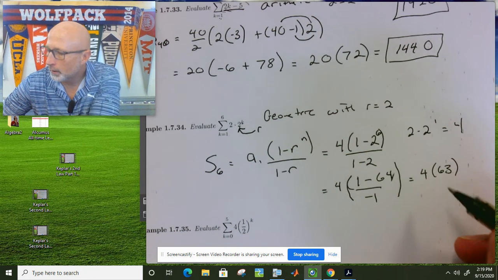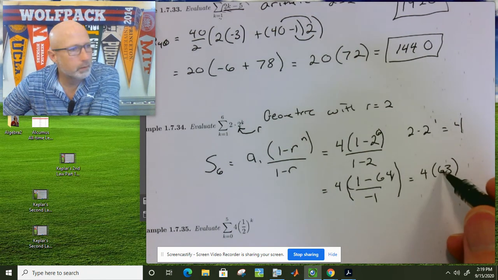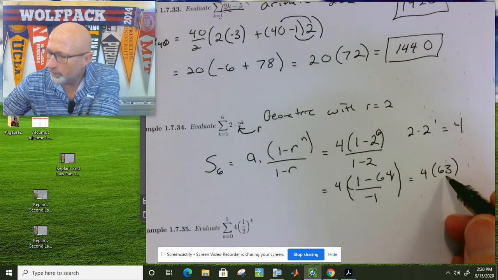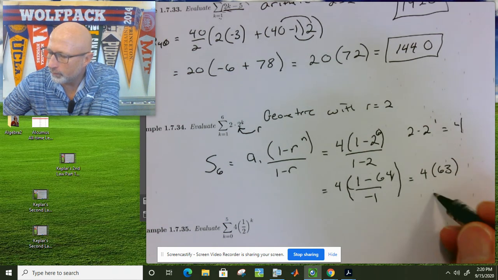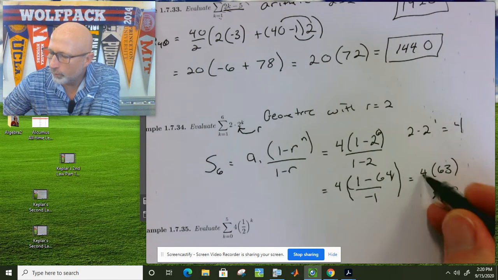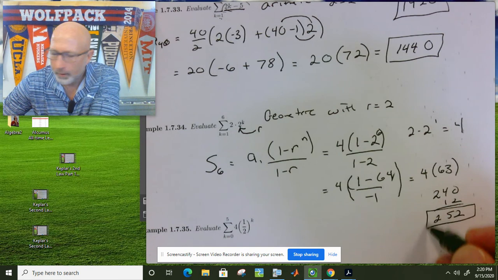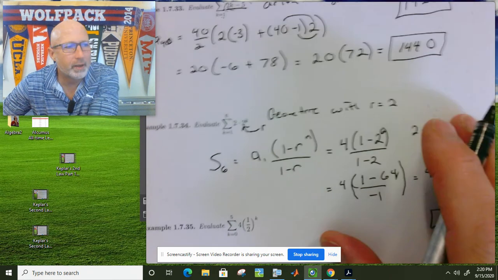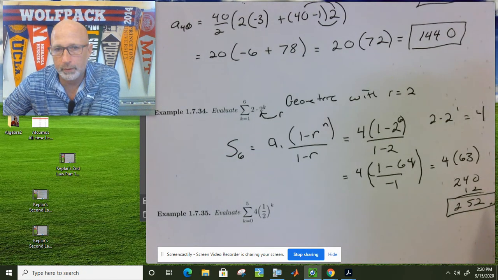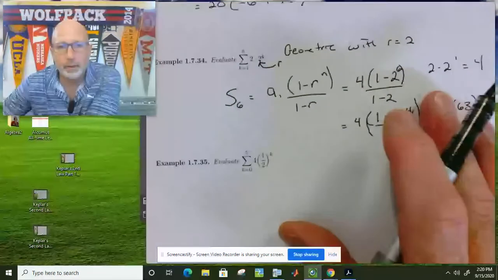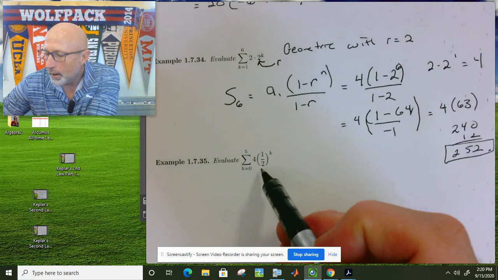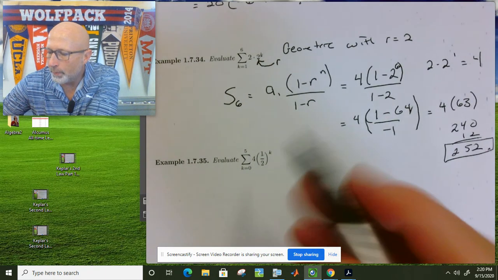252? No, what am I doing? Yeah, that's definitely the wrong answer that I have on the solutions. Okay, so 4 times 60 is 240. 4 times 3 gives you 12, so 252. Yeah, that one's way wrong on my solutions. That one's right. Okay, last one.